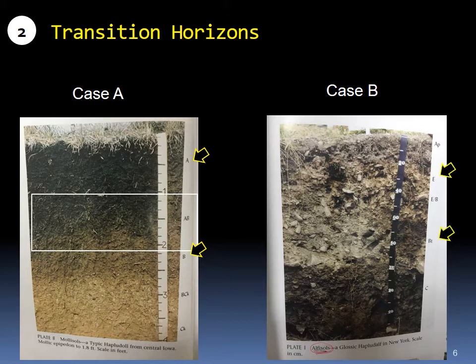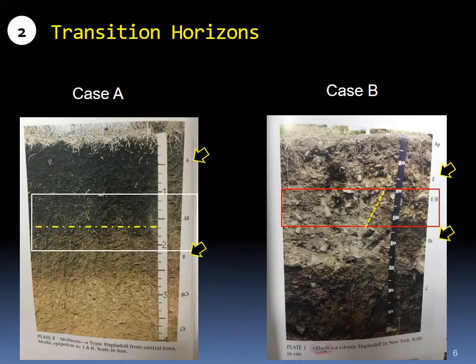Now, if you look at case B, you would find that the first arrow indicates the E horizon, and the second arrow indicates a B horizon. But between these two horizons, there is a layer that is given by E/B, and this is another type of transition horizon.